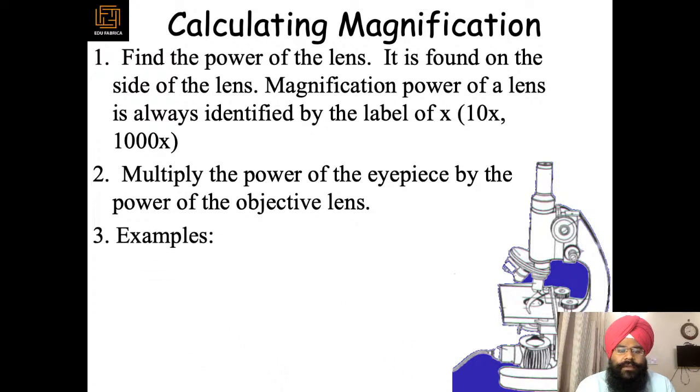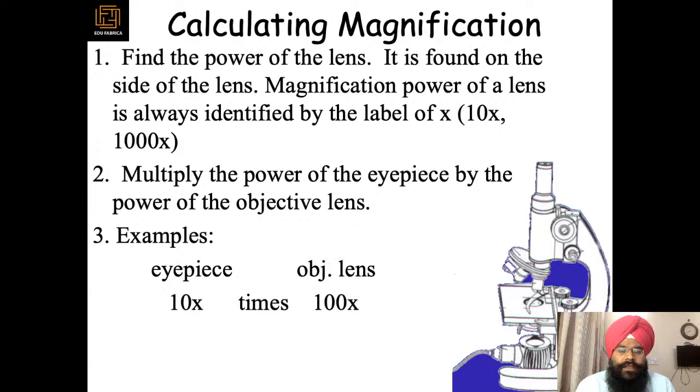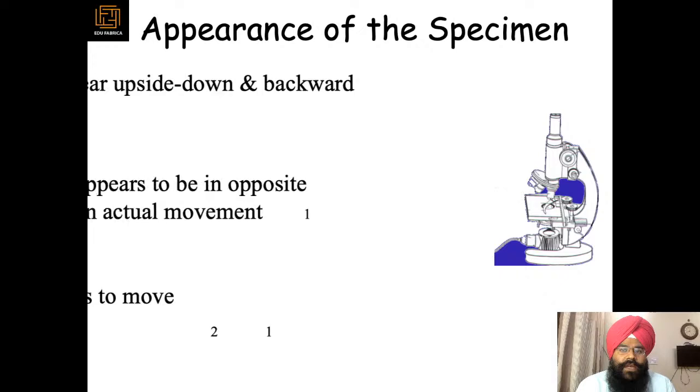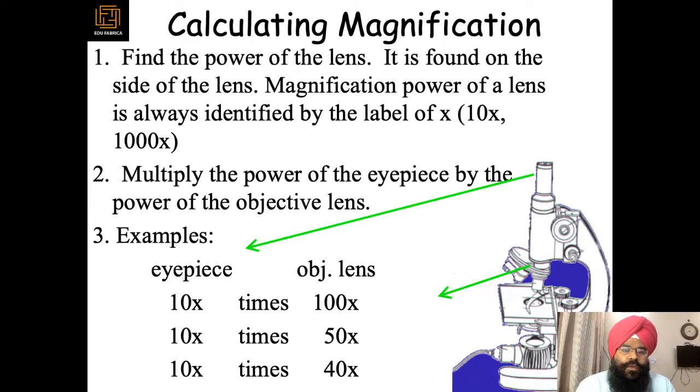For example, the eyepiece has 10x and the objective lens is 100x. And you may have a 10x eyepiece and a 50x objective lens, or a 40x objective lens. Each will have a different result. You just have to multiply 10x by 100x, so it will be 1000x magnification. This will be 500x, this will be 400x magnification. We just have to multiply the power of the eyepiece and the objective lens.